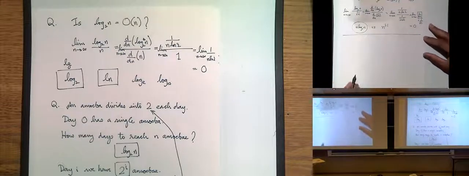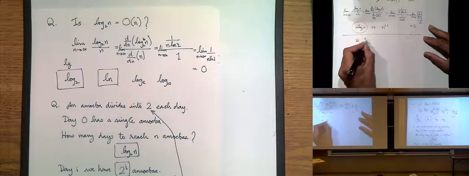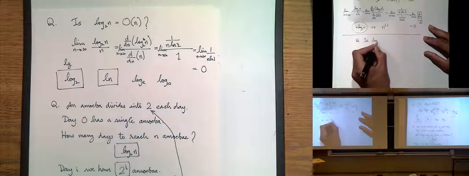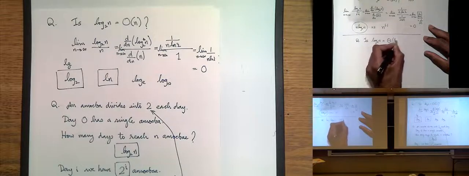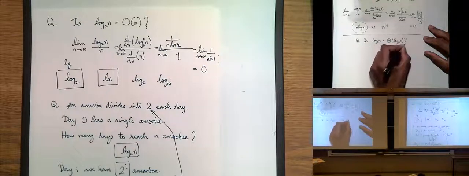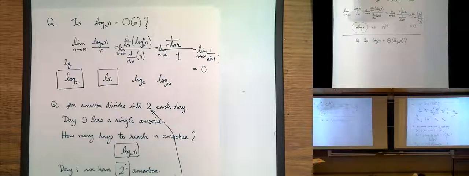Final question on the log is: is log base 2 n theta of log base 10 n? What's the relationship between these things? Again, take the limit, and you'll see. Right? So it's change of base. You have to use the change of base rule, and you'll see the answer.